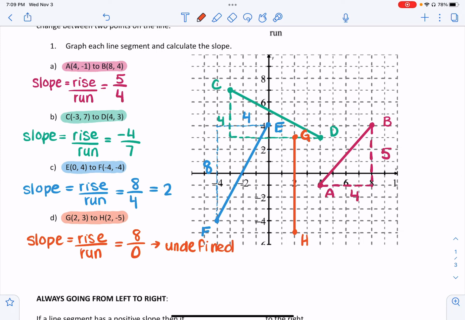And the way to think about these is going back to our skiing example. When we're looking at these different lines, the larger the number of our slope, the steeper it is, the harder the hill would be to ski, the more challenging it would be. But when we're looking at a vertical line like this, it would be just a cliff straight up and down. It's impossible to ski. So that's why we call it undefined.